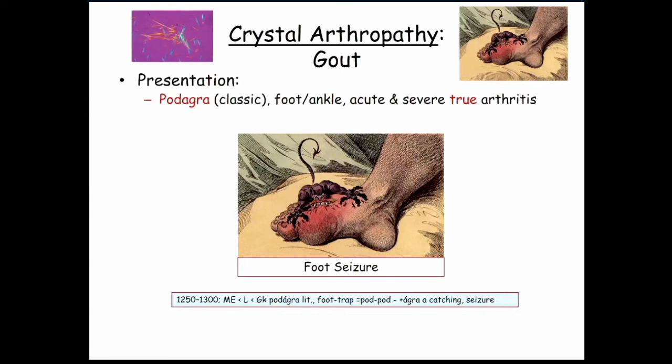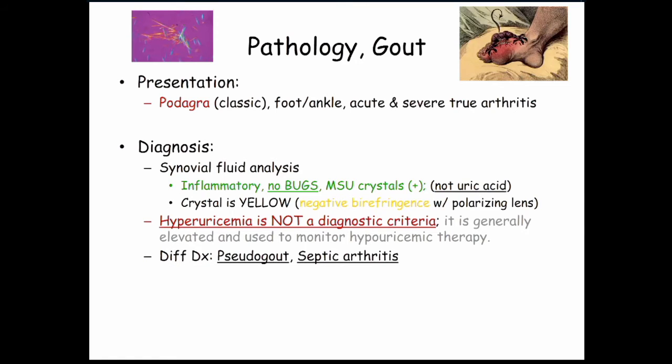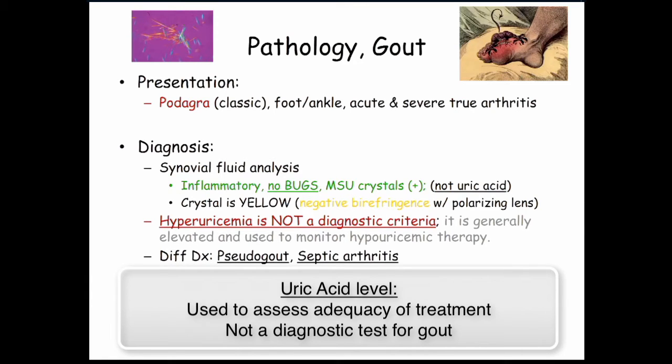So the big toe is classic, and they'll give you that, true swelling, redness, severe pain. There won't be any confusion about that on the boards. The differential, the bottom line is, it's that there are crystals there, and the absence of bugs, that's big. Hyperuricemia, these patients may have high uric acid, but it has nothing to do with the diagnosis. You've got to see crystals in the fluid.